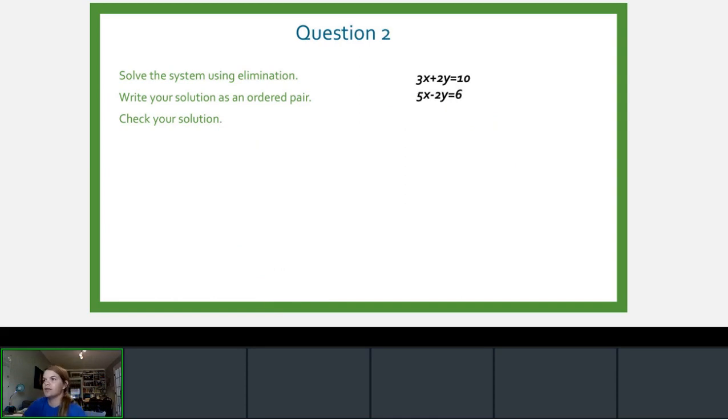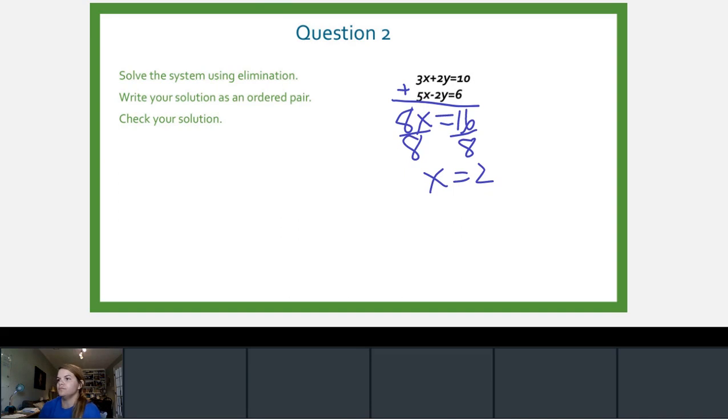Let's do another one together. Let's look at our coefficients. For the x coefficients, we have 3 and 5. Those are not the same, so let's check our y's. We have +2 and -2. Perfect. Since they are opposites, we're going to add everything. 3x plus 5x gives me 8x. +2 plus -2 cancels out. 10 plus 6 equals 16. I'm going to divide by 8, which gives me an x value of 2.